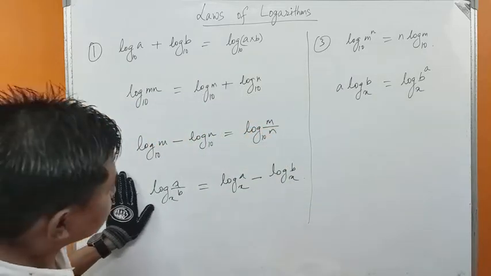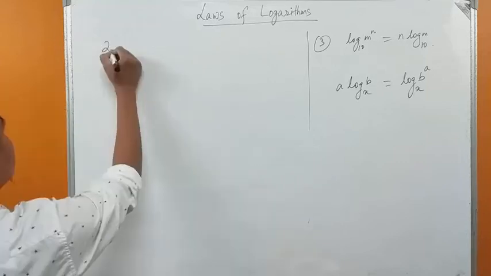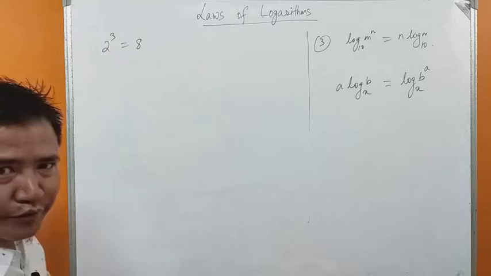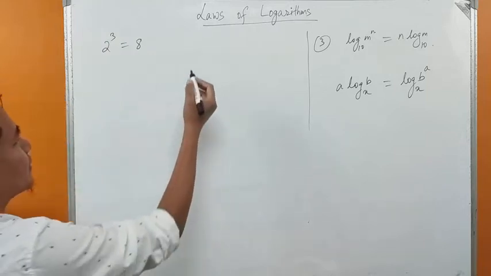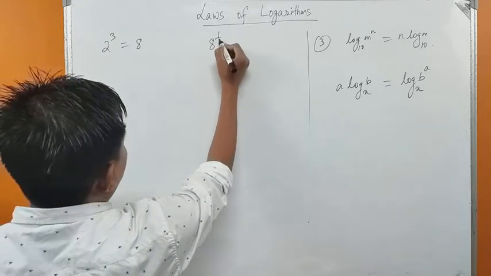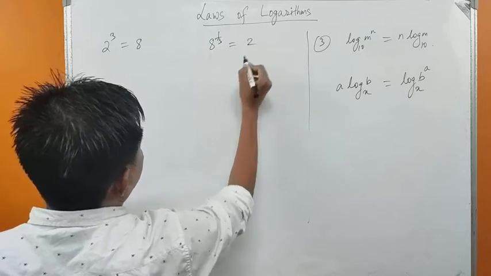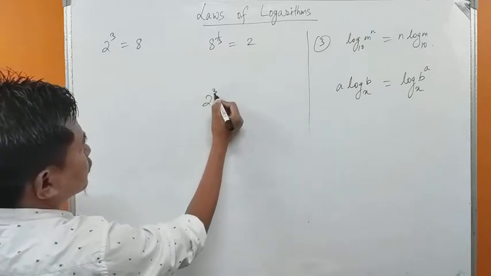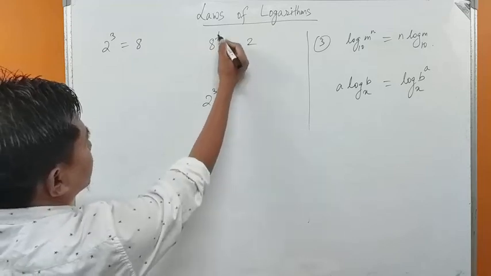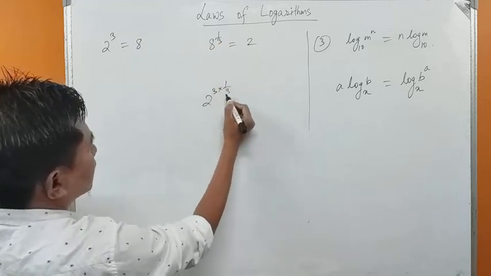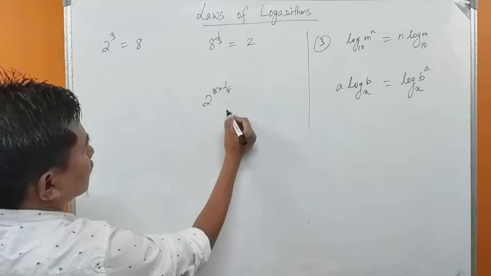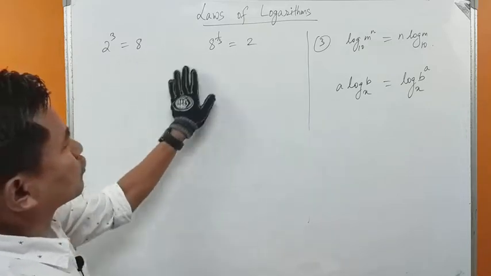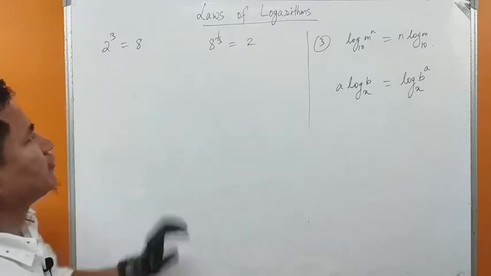Now let us move on to the fourth law. Suppose we have 2 cube equals 8. 2 cube means 8, everybody knows this. 2 into 2 into 2 is 8, isn't it? And 8 to the power 1 upon 3 equals 2. The same thing: 8 means 2 cubed, 2 into 2 into 2 is 8. And this 1 upon 3 we have here as power. 3 and 3 cancel, so 2 to the power 1 means 2, isn't it? So both of these equations are true, and these are in exponential form.